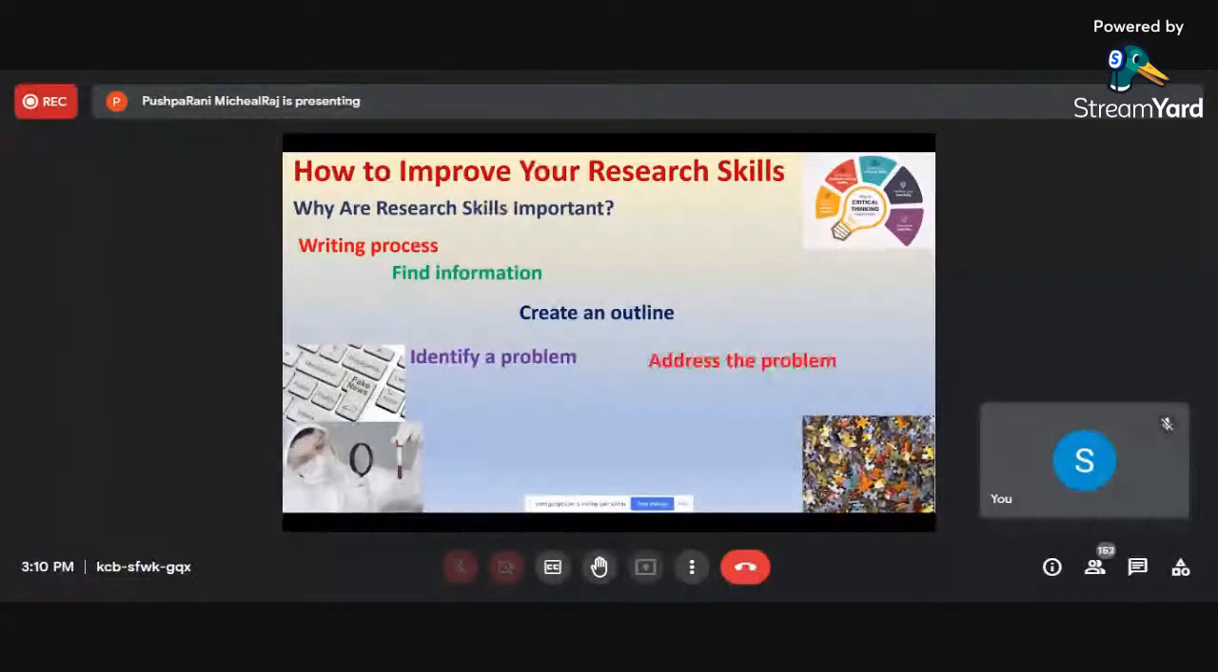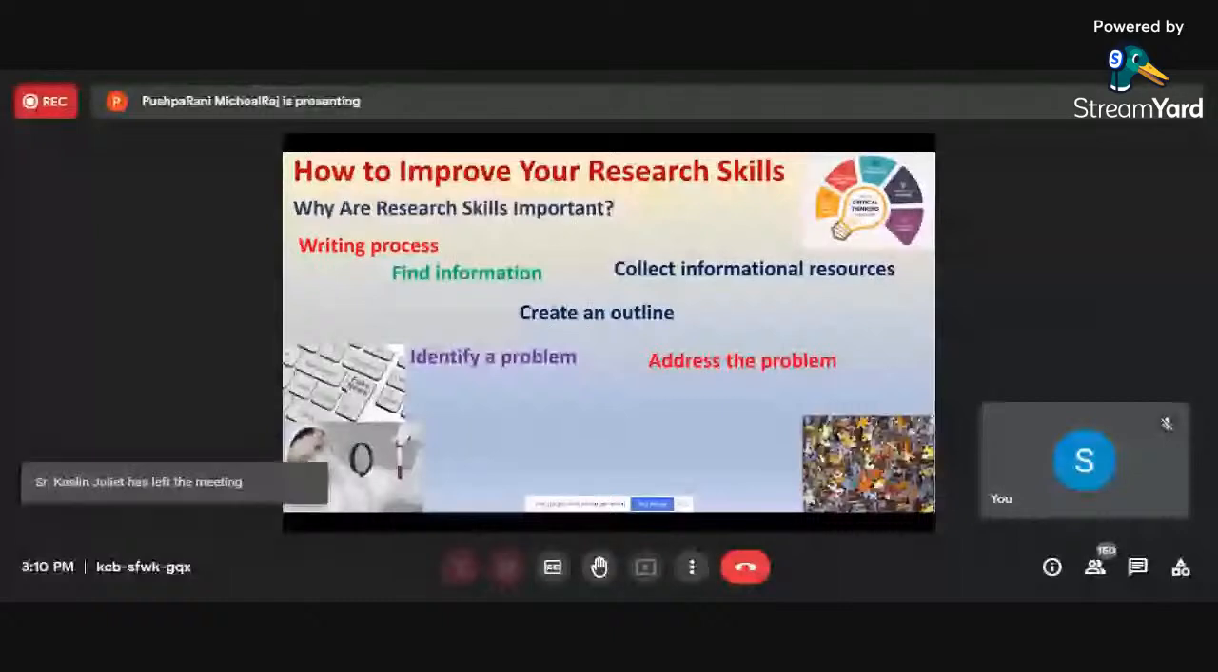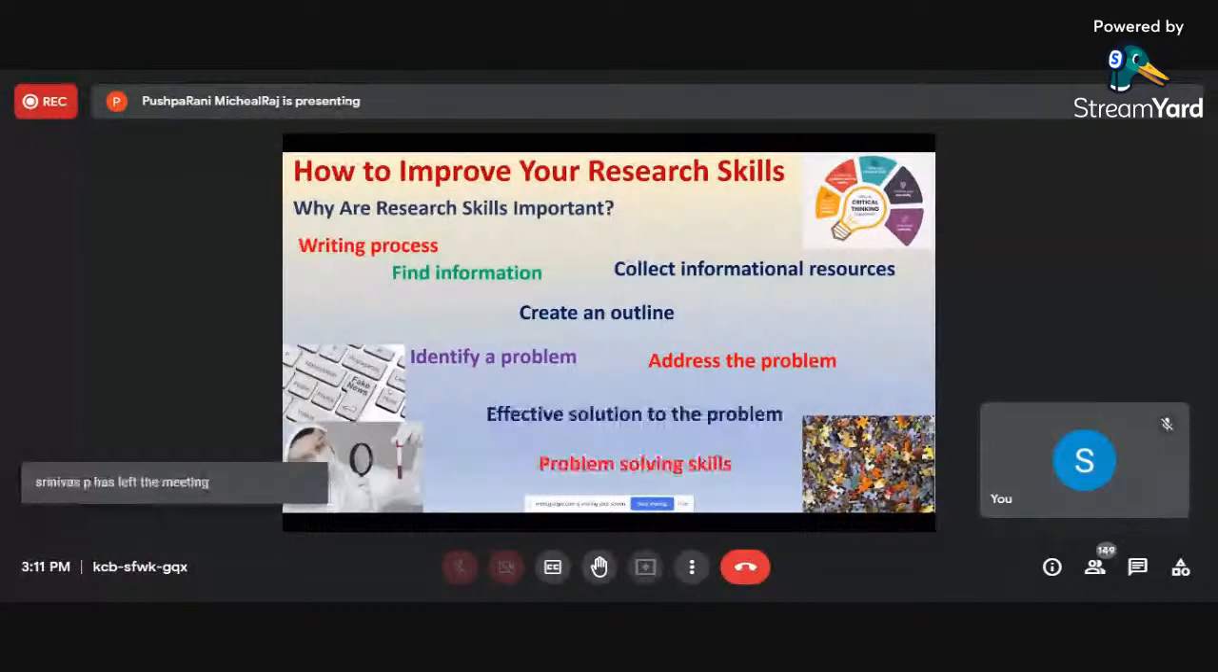And come up with viable solutions, collect information and resources from various sources, and evaluate those resources and the best way to utilize them to increase the efficiency of your findings, which is called problem solving.